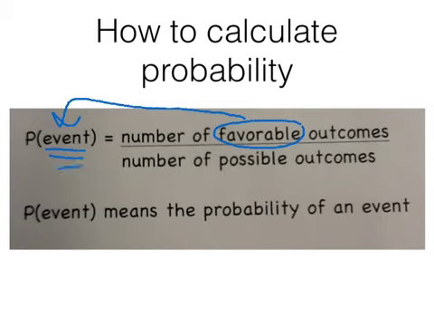So the probability of rolling a 3 on a number cube would be the number of 3s on the number cube over all the numbers on a number cube. So the favorable outcomes, which would be what the event is, over the number of possible outcomes. This notation here, the big P with the event in the parentheses, means the probability of an event.